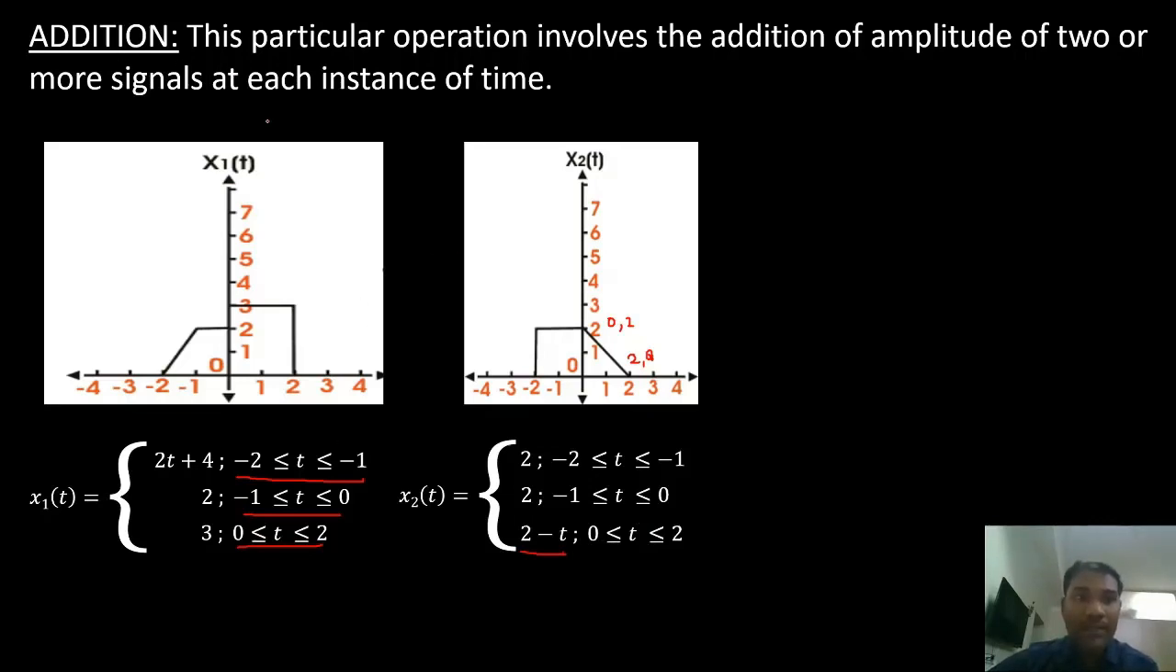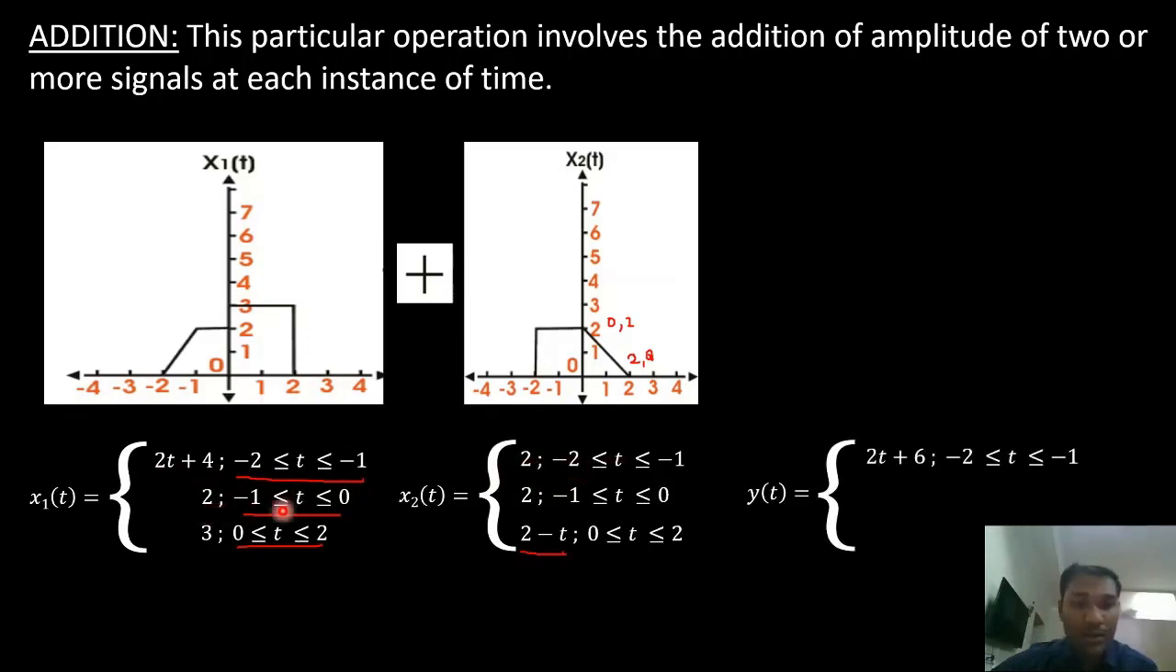So an addition operation means we need to add the two signals. Basically we'll add the mathematical representations of these two signals. In this range, -2 to -1, we have the same range here, right? -2 to -1 and -2 to -1. So we'll just add the amplitudes. So 2t plus 4 plus 2 becomes 2t plus 6 in this range.